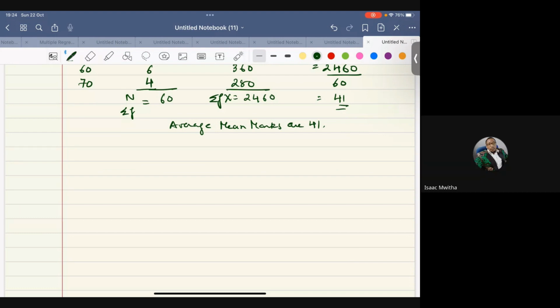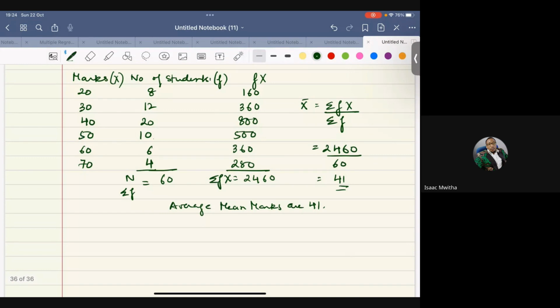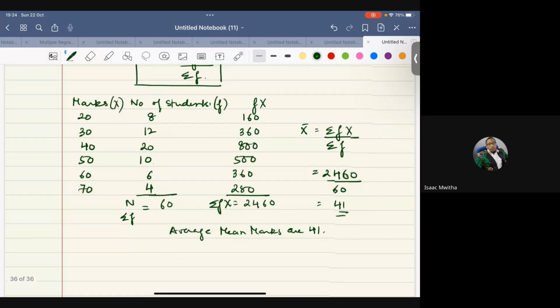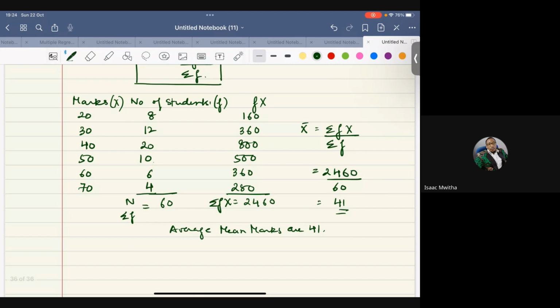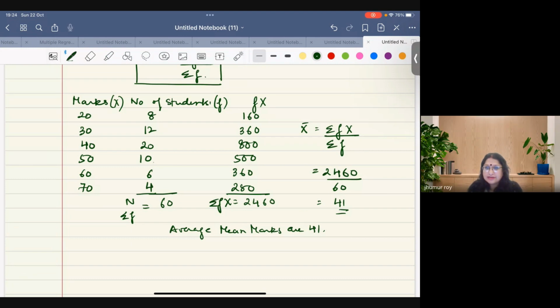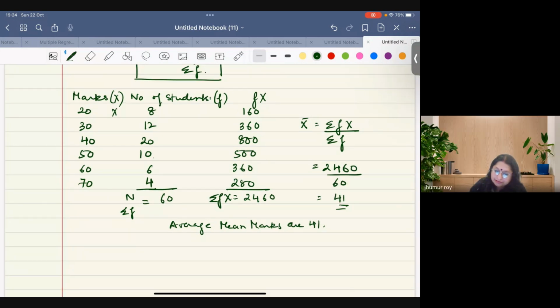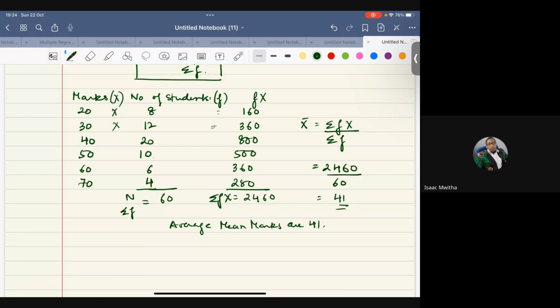But ma'am, before you proceed, I'm a bit confused about where you've obtained these figures under frequency, 160, 360, 800, 500. Can you elaborate on that? This is 20 into 8. 30 into 12. It is the multiplication of these two. Okay, thank you.